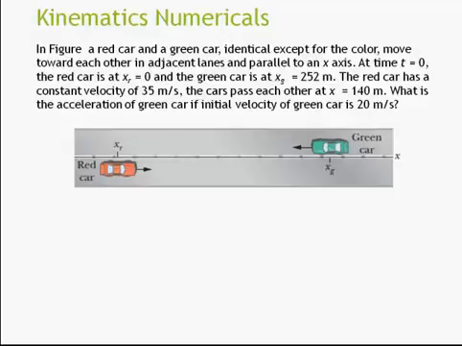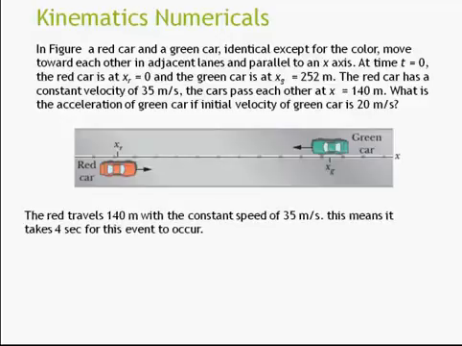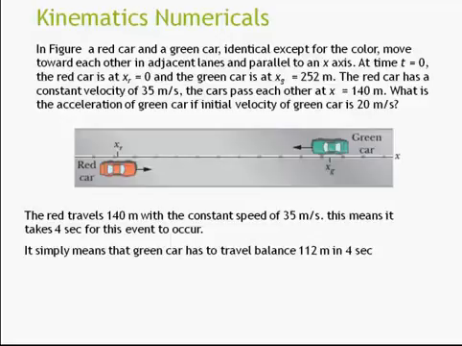Again, the first thing is very clear, that red car has to travel 140 meter and that also at the speed of 35 meter per second. That means this event will occur only at 4 seconds as in the previous question. Now, in this 4 seconds again, the green car has to travel 252 meter minus 140 meter, which is 112 meter. And its initial velocity is 20 meter per second.